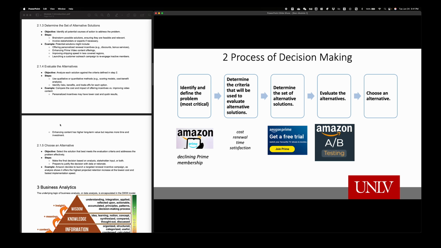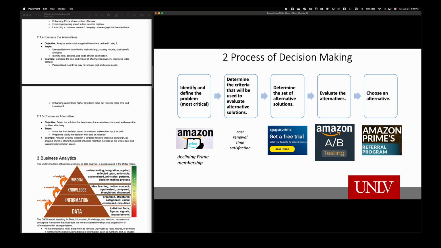The last step is to select the solution that best meets the evaluation criteria and addresses the problem effectively. So we need to make the final decision based on analysis, stakeholder input, or both, and prepare to justify the decision with data or rationale. Amazon decided to launch a targeted renewal incentive campaign, as analysis shows it offers the highest projected retention increase at the lowest cost and fastest implementation speed.